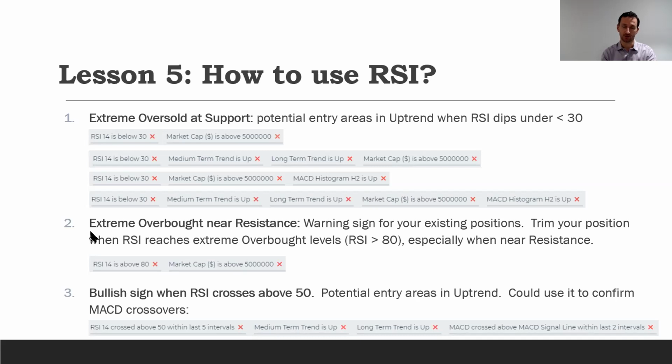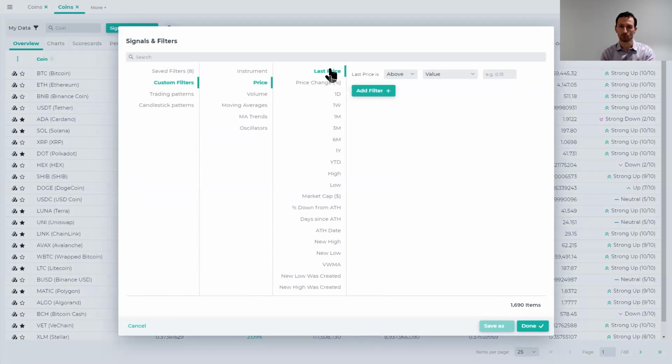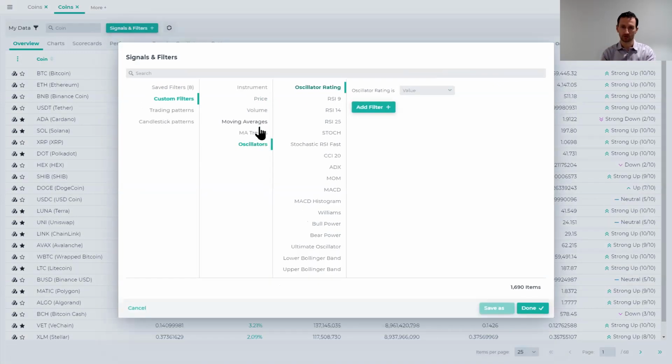And now the second strategy, as I indicated here, is really maybe not even a strategy, but an exit strategy rather than an entry strategy. And that's looking at the extreme overbought situations near resistance. Now, let's go ahead and build that. So that consists of the opposite way of thinking about things here, meaning we're looking for coins where RSI 14 is above the extreme level. Let's talk about 80, right? Now we're down to 49 coins that are that overbought.